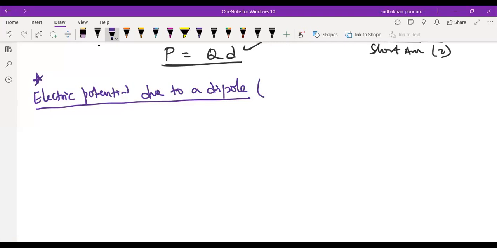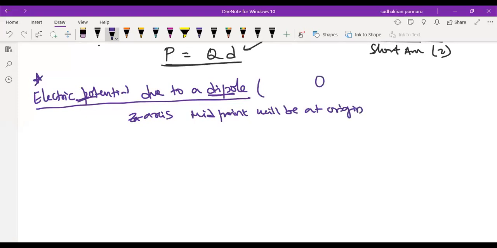Now we will see the arrangement for the dipole, and later we are going to obtain the required expression for electric potential due to the dipole. So we are going to take the dipole and place it along the z-axis such that the midpoint of the dipole will be at the origin. Okay, so this is the arrangement.